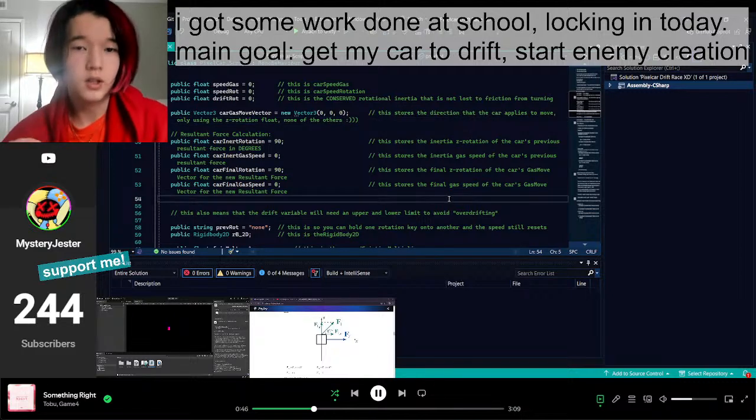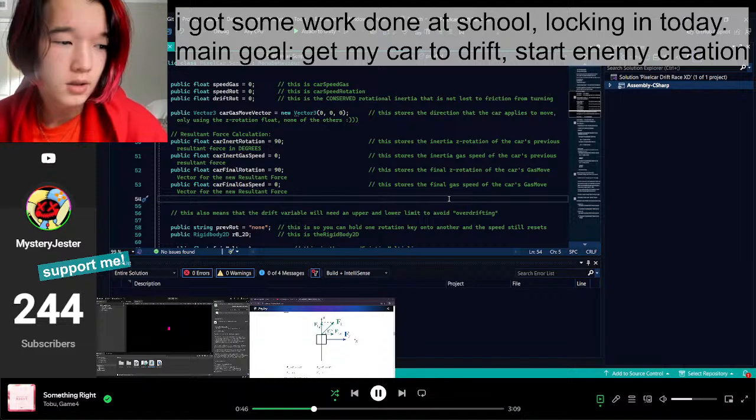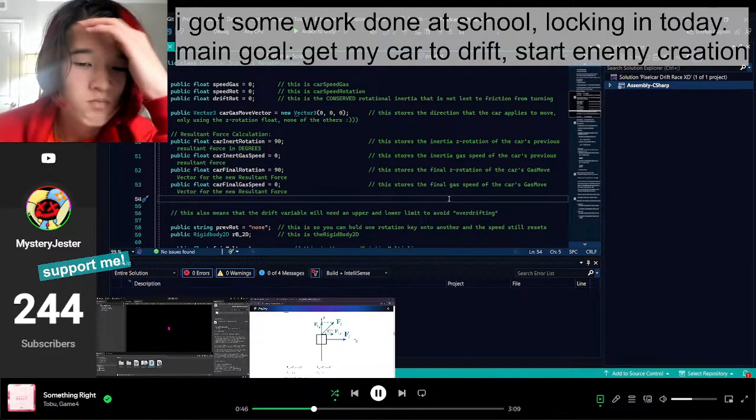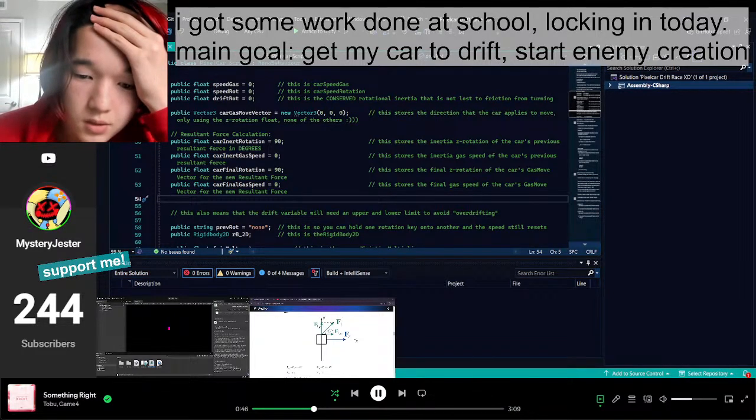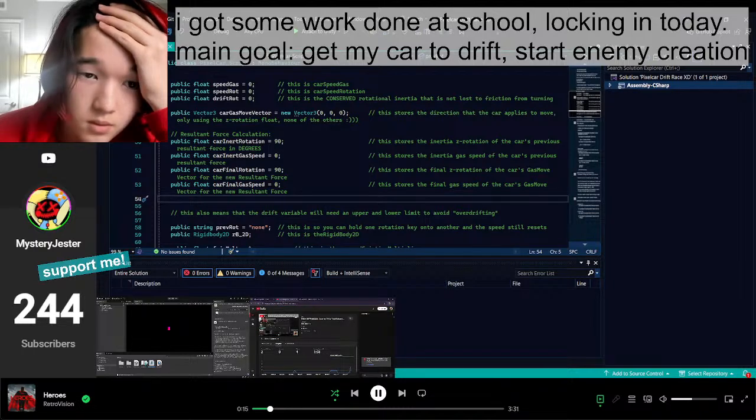I learned about this in my pre-calculus class. And I never paid attention, so I had to relearn it. But everything's better now.